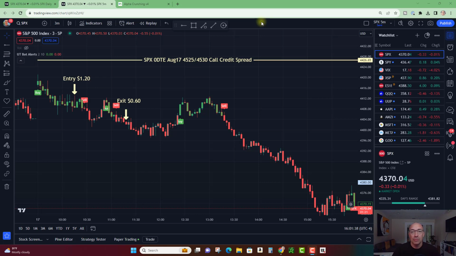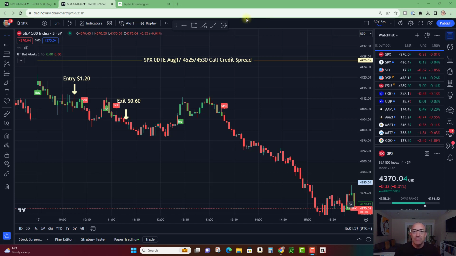Instead of being a straight directional trader, there's a lot of money to be made selling options, and we like to use credit spreads because you can define your risk, and you really just need a little bit of an edge to find out where you think the market isn't going to go and sell your spread in that direction, or at least in that area.